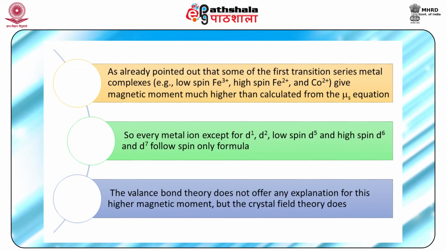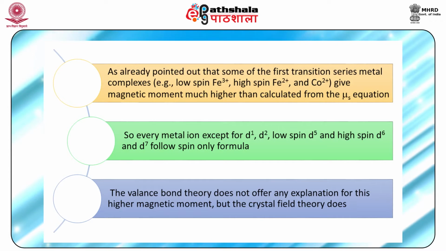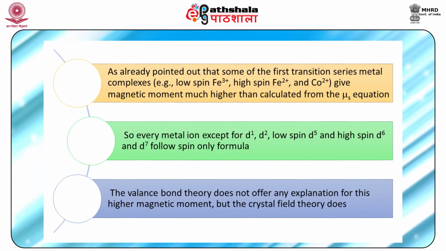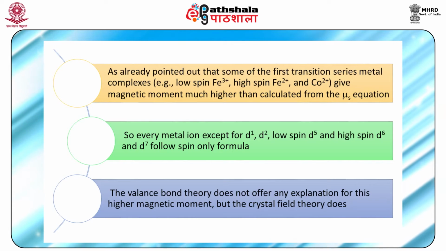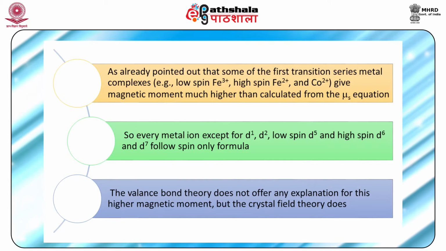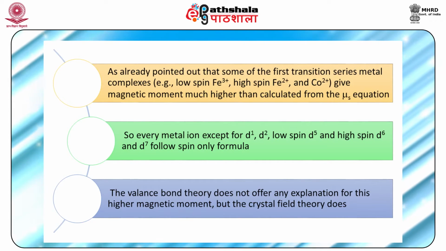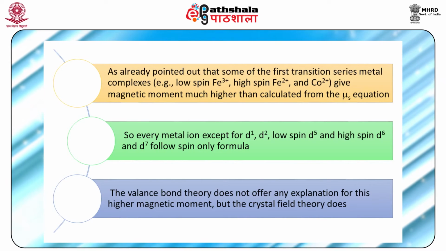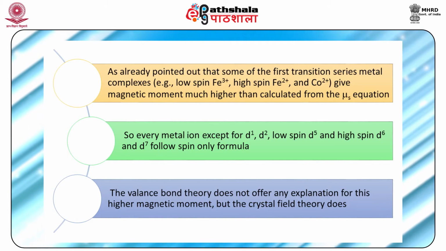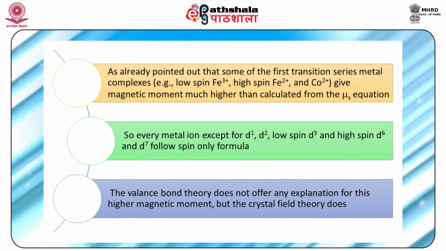Spin-orbit coupling. As already pointed out, some of the first transition series metal complexes give a magnetic moment much higher than calculated from the mu s equation. So every metal ion except for d1, d2, low spin d5 and high spin d6 and d7 follows the spin only formula. The valence bond theory does not offer any explanation for this higher magnetic moment, but the crystal field theory does.